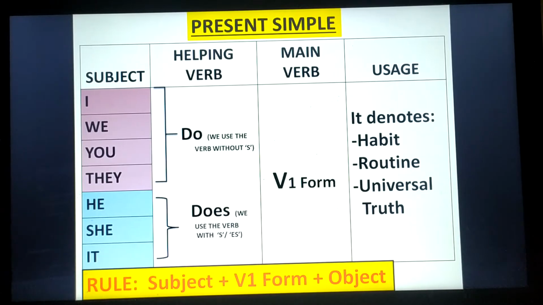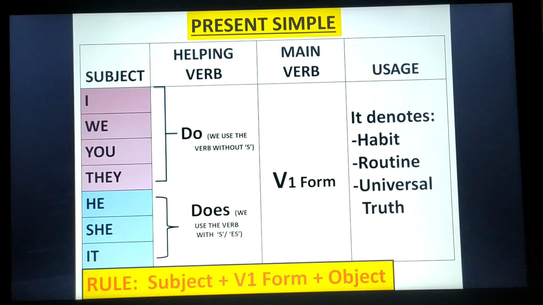If I talk about habit, I can say, I like pizza, right? This is my habit. Or I like to dance, right? So this is my habit. And if I talk about routine, I will say that I wake up early in the morning, right? And I go to school every day. This is my routine. If I talk about universal truth, I can say that the earth rotates on its axis, right? This is the universal truth. So we use it for three things: to show the habit, to show the routine and to show the universal truth.